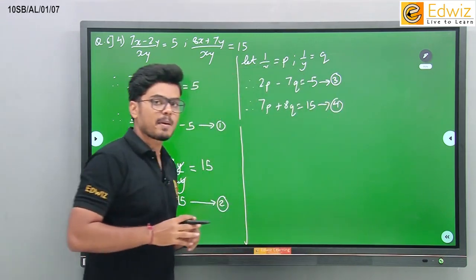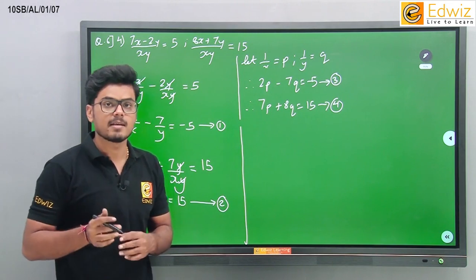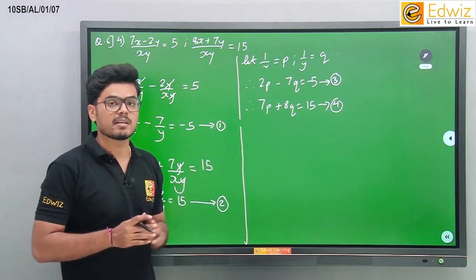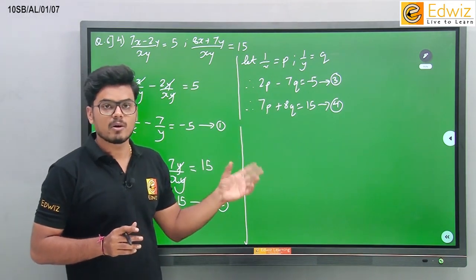Now let us use Cramer's rule. What does Cramer's rule say? That if we want to find the first variable, P, we will first find out dP.